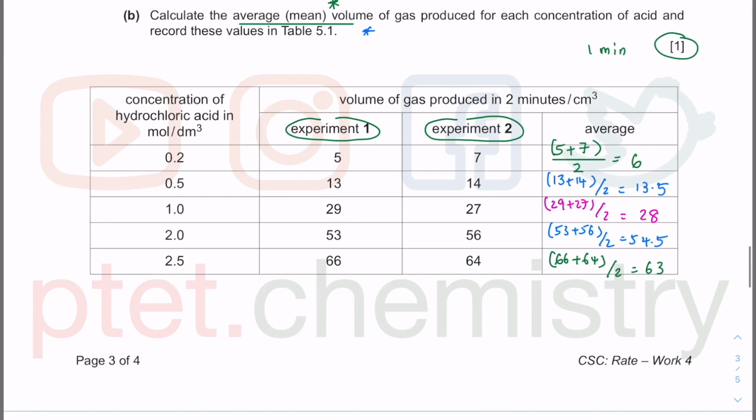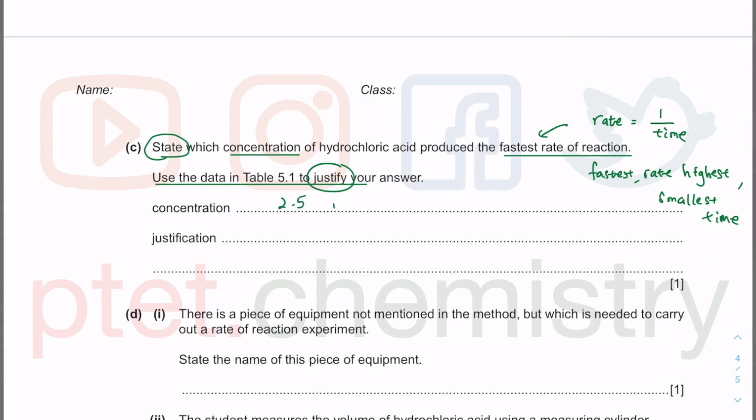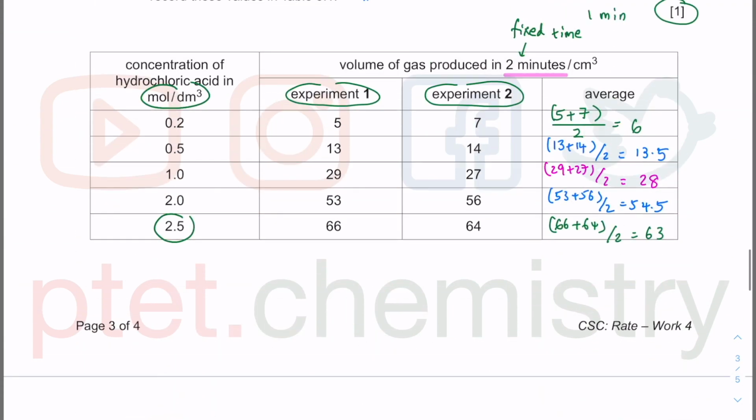This table gives you the average volume of gas produced. They don't give you time. They have a fixed time here. You see? Fixed time. But the one that gives you a lot of gas in the same time is going to be the fastest rate of reaction. That has got to be 2.5 mole per dm cube. I'm just reading the unit, 2.5 mole per dm cube. That is the concentration just by reading the table, without even knowing what this mole per dm cube actually means, apart from the idea that it's a concentration.